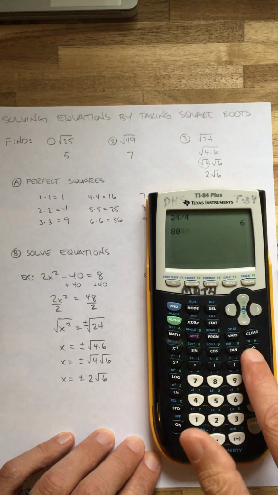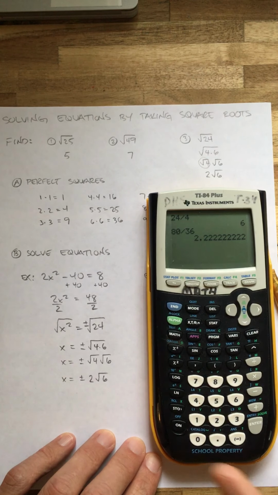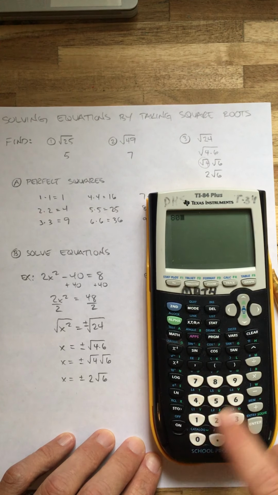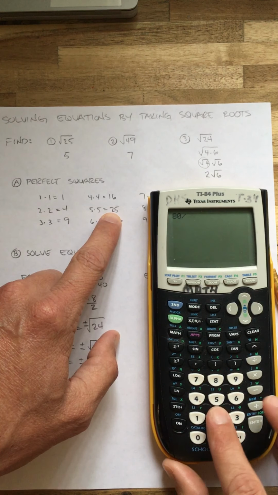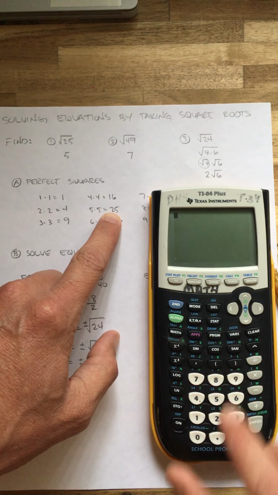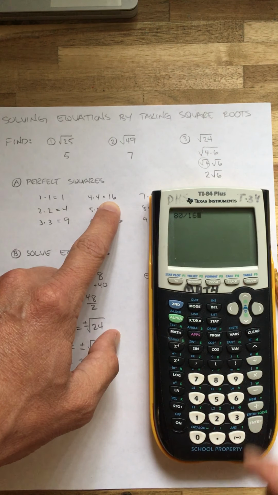80 divided by 36 equals, oh no, it's a big old decimal. That's crazy. Don't do that one, okay? So 80 divided by 25? I don't know. Nope, doesn't work. 80 divided by, let's try 16, okay?